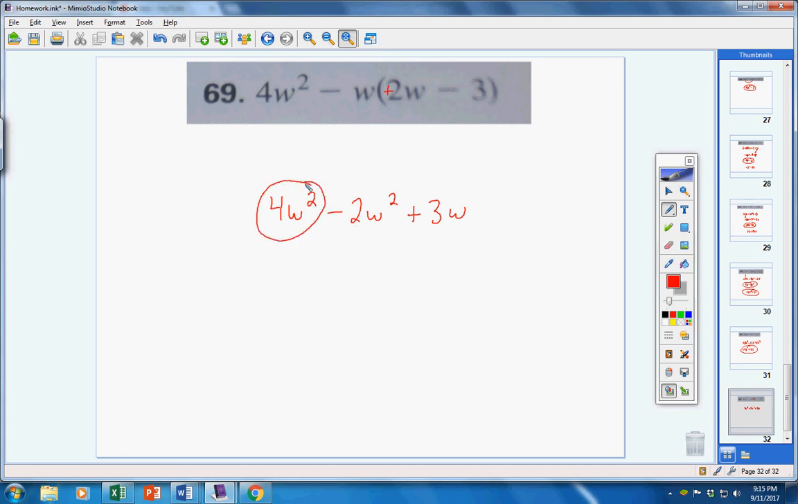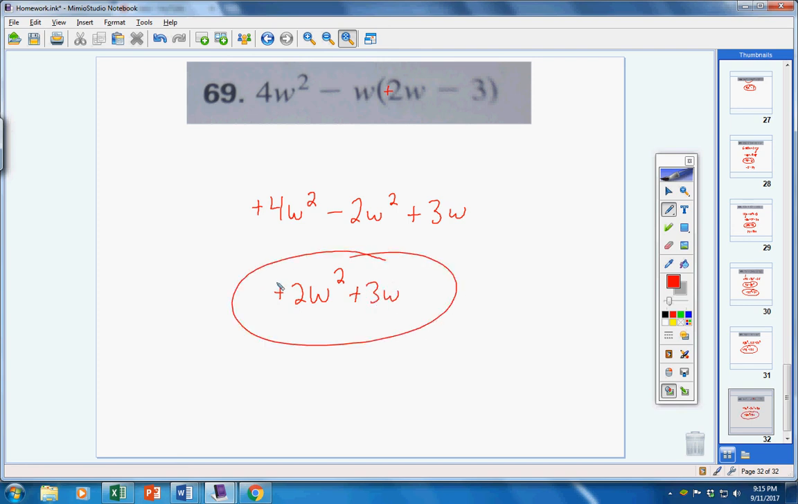And do we have any like terms? Yes. We have a w squared term there and a w squared term there. So bring down your w squared. Positive 4, negative 2 is a positive 2. And then bring down your 3w. And that's it. Guys, this material is not that difficult, but it's really important for future math, okay?